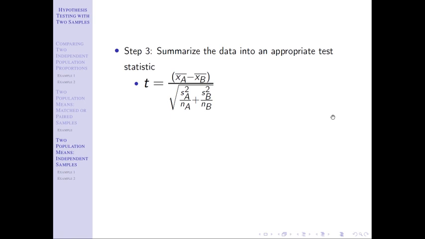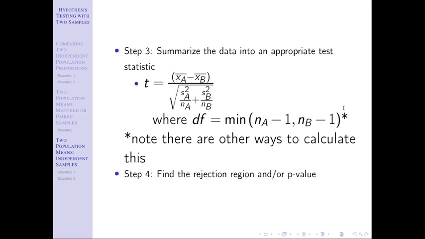Now, of course, how do we get the degrees of freedom for this test? The formula that we're going to use is the smaller value between n sub a minus 1 and n sub b minus 1. So whatever your sample sizes are, take the smaller of the two, subtract 1, and that's going to be our degrees of freedom. But I put a little asterisk here. There are other ways to calculate this.